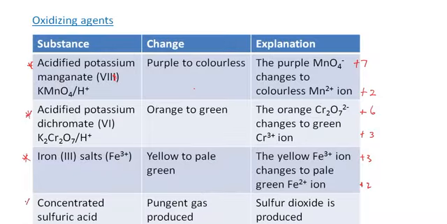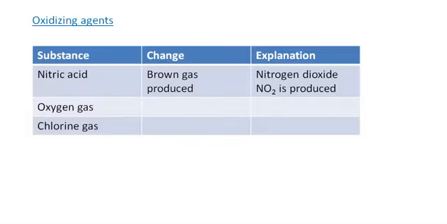In the case of concentrated sulfuric acid, which can also act as an oxidizing agent, what happens is that we get a pungent gas being produced. In this case, sulfur dioxide is being produced when concentrated sulfuric acid behaves as an oxidizing agent. Another oxidizing agent is nitric acid, and the change is that a brown gas is produced. In this case, nitrogen dioxide is being produced, and oxygen gas and chlorine gas are also oxidizing agents.